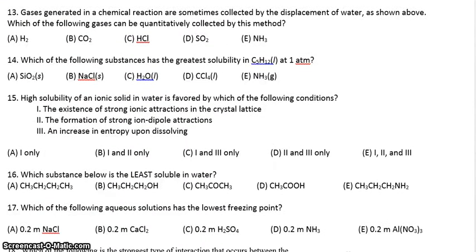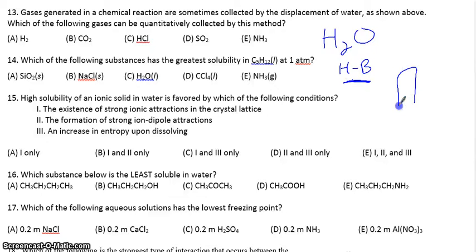Number 13 asks us, gases generated in a chemical reaction are sometimes collected by the displacement of water as shown above. It's not shown above, but we've talked about displacement of water before. Which of the following gases can quantitatively be collected by this method? It turns out we want to match up waters. Water, we know, is hydrogen bonding, which means it has all 3 forces. So whichever gas we try to collect that matches water's intermolecular forces, water will dissolve. You won't be able to collect it, or you'll lose a bunch of it.